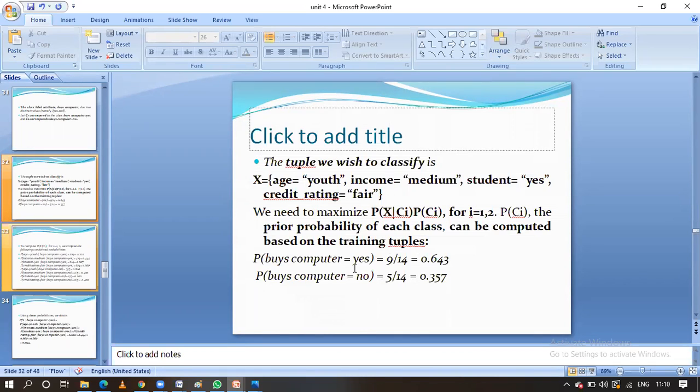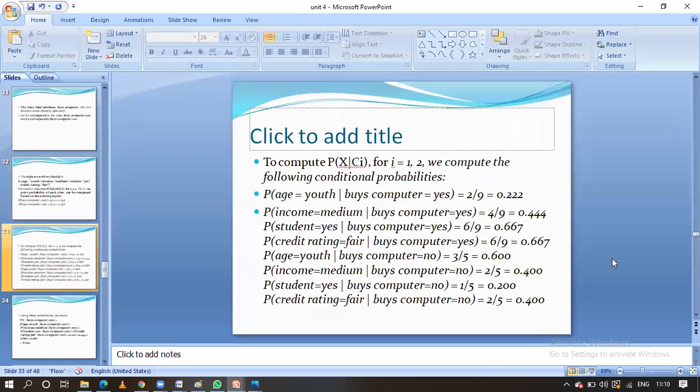Okay, let us go for the main probabilities, that is, conditional probabilities. This is the very important thing, guys. Just concentrate here, guys. Simple things. We have to calculate for yes as well as no here. Let us consider buying a computer equal to yes.